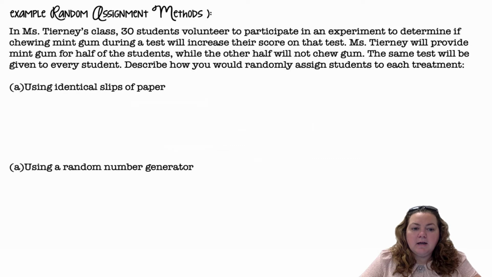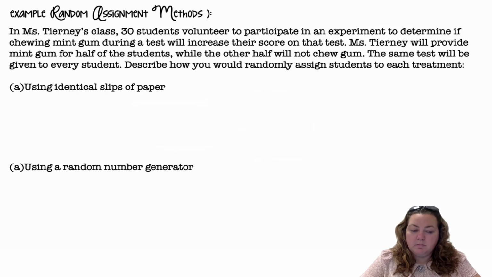All right, an example of random assignment methods. In Ms. Tierney's class, 30 students volunteer to participate in an experiment to determine if chewing mint gum during a test will increase their scores on the test. Ms. Tierney will provide mint gum for half the students, while the other half will not chew gum. The same test will be given to every student. Describe how you would randomly assign students to each treatment.